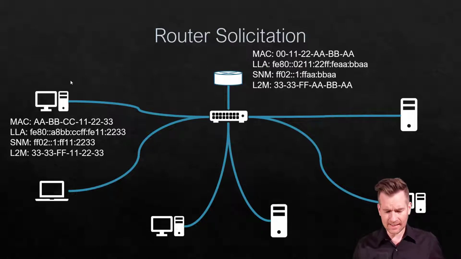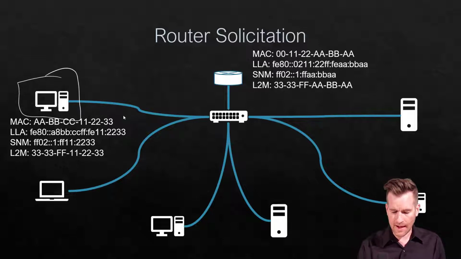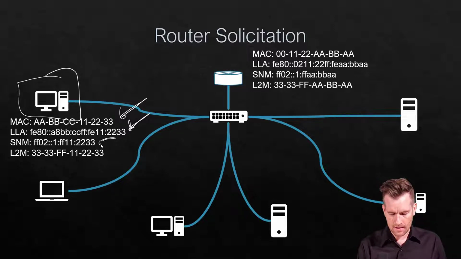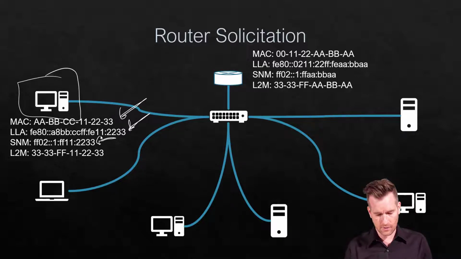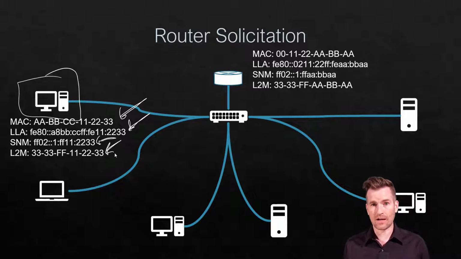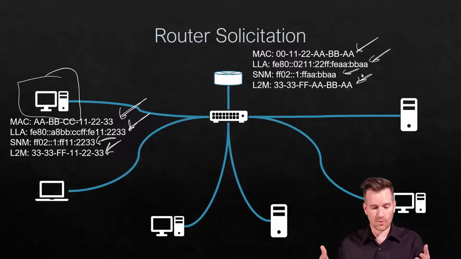When a device connects to the network, we're going to use this desktop as an example. We already know that it has a MAC address and that it will create a link local address to communicate onto the network. From there, it can derive a solicited node multicast address and an associated layer 2 MAC address with that. And so this is what's going to be generated. And the same thing is going to be true for routers that join a network. It's going to create very similar sets of information as well.